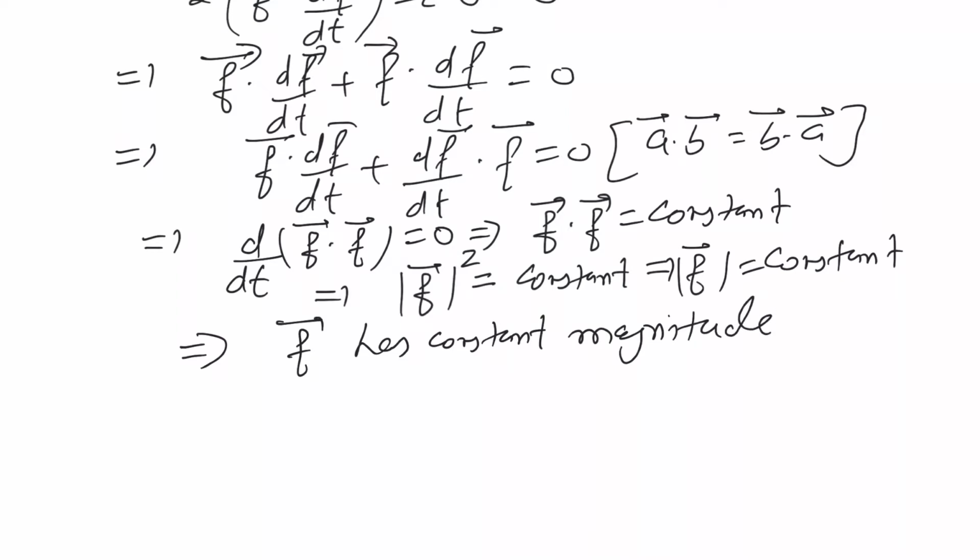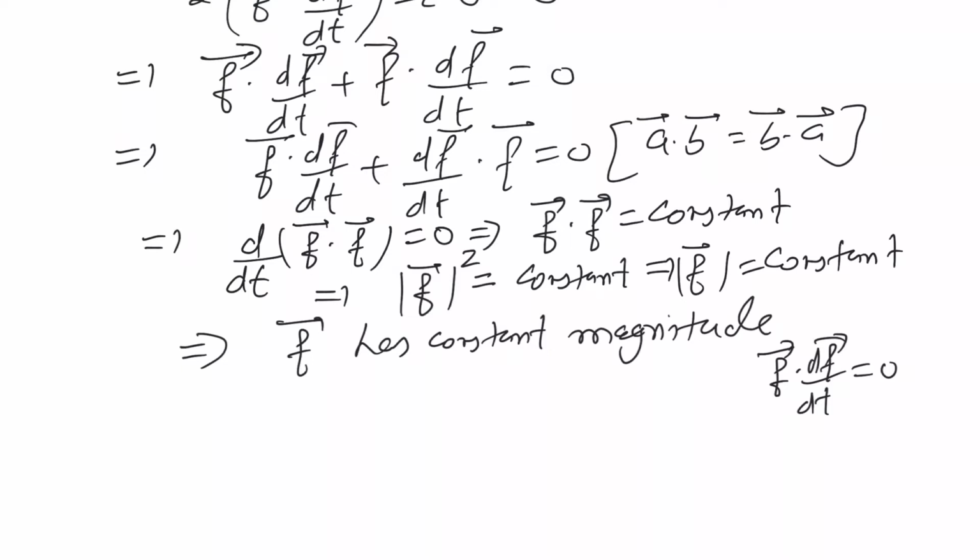So this is the theorem we have studied, that f has a constant magnitude if and only if f dot df by dt is equal to 0. This theorem will be used in some questions, so we have to keep the result in mind. This is a very important theorem. One way the condition was necessary, and the other way it was sufficient.